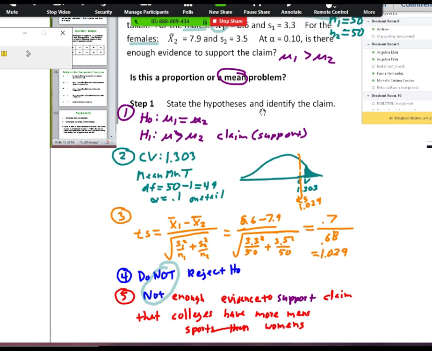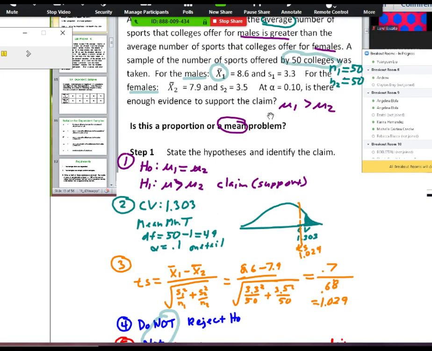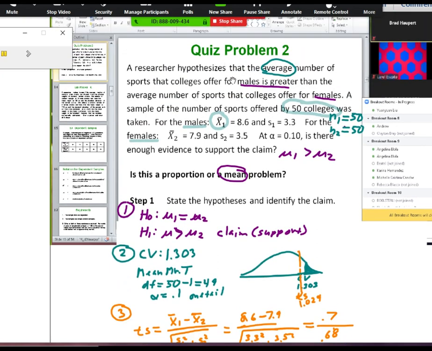So when is my claim H0? It's when my claim is or equals or the same. If we'd said the average number of sports that a college offers for males is the same as the average number that they offer for females, then my claim would be H naught. And then I'd be using the word reject.